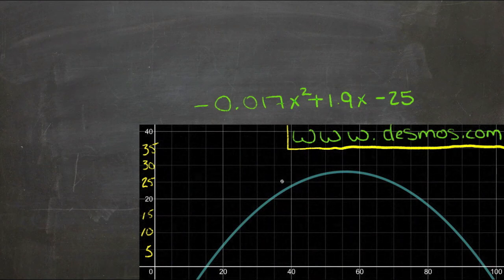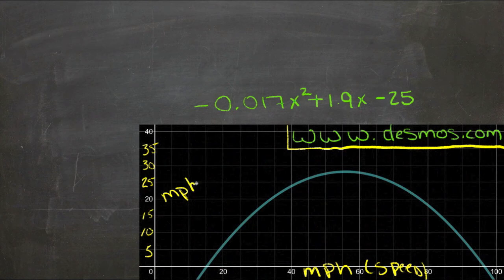The last couple of things we need to do to finish up this question are find the speed that maximizes the miles per gallon, and then predict the miles per gallon of the car if we drive at 48 miles an hour. So here across the bottom we have our miles per hour, so our speed, and then up the side we have our miles per gallon. Oops, miles per gallon, sorry, not miles per hour that way.